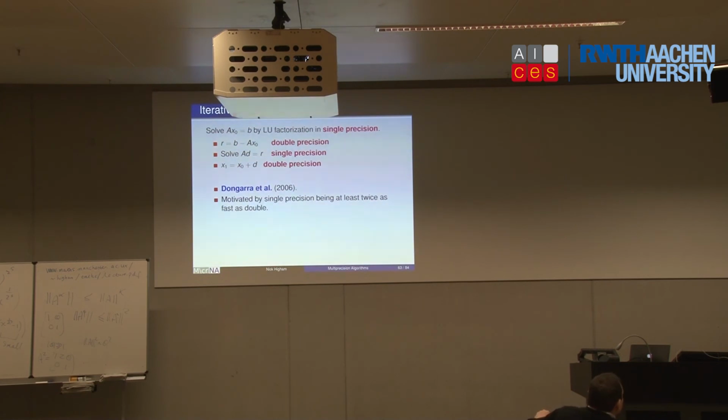Jack Dongarra and his colleagues got hold of one of these early chips, and they found that single precision ran about, I don't know, 10 times as fast as double, or maybe even more. There's a huge difference between single and double. And they thought, can we exploit this? And they came up with this version of refinement.